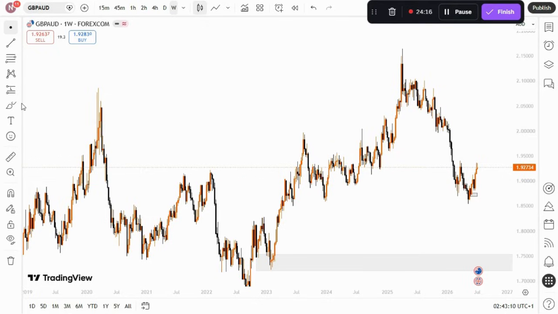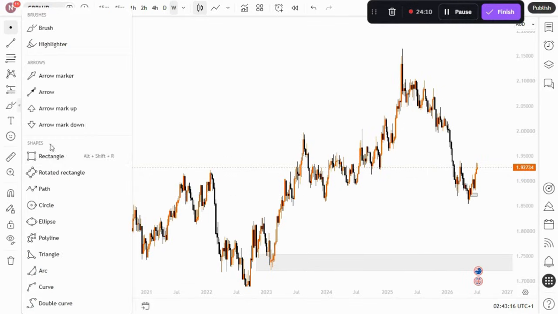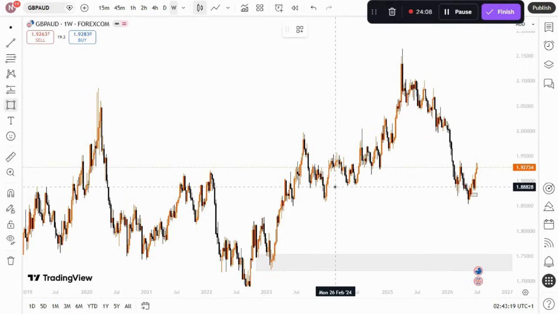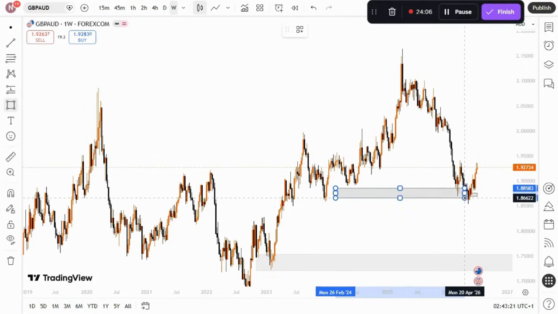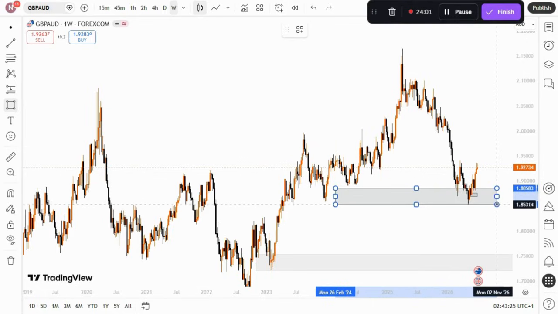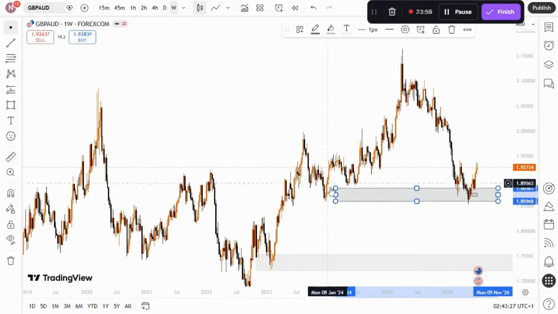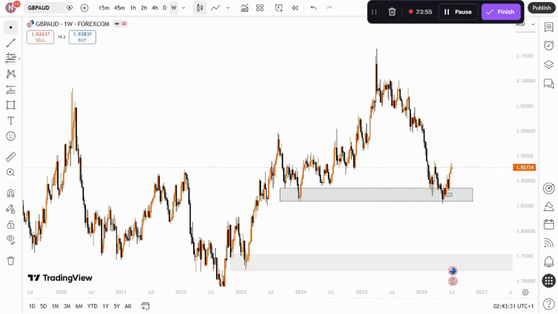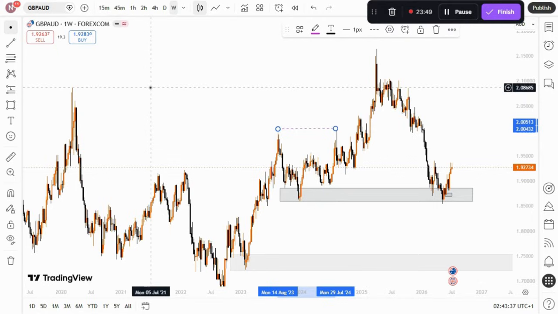As I can see, here was the last demand, and price came back to the previous demand again. It tried breaking out, and eventually it didn't break the previous demand. Here was the breakout of the character, and it's up.